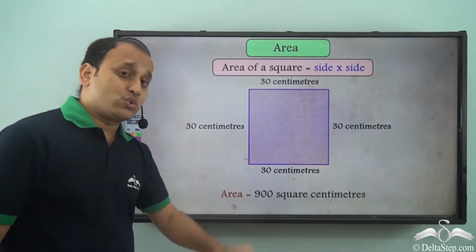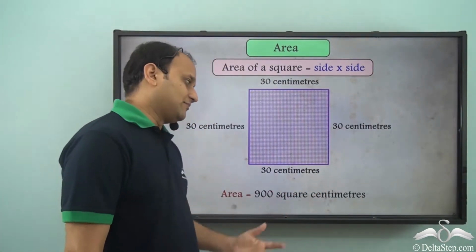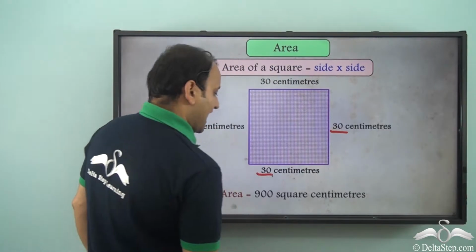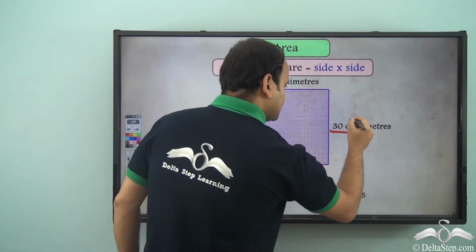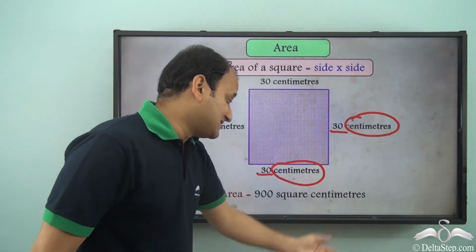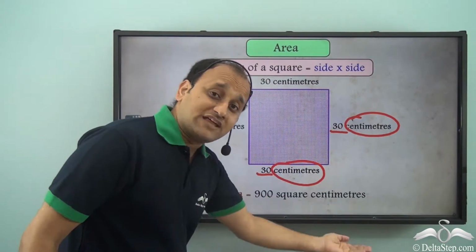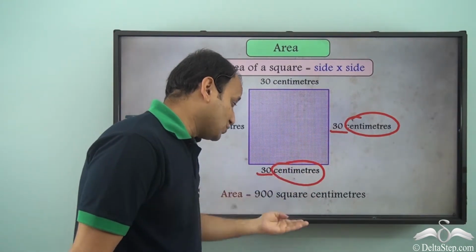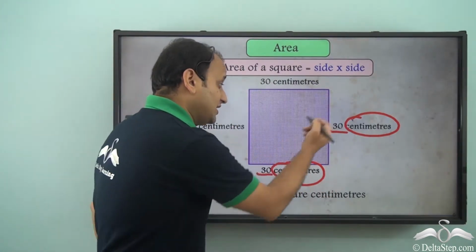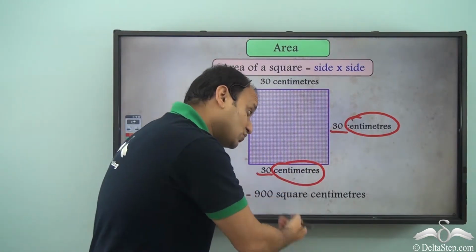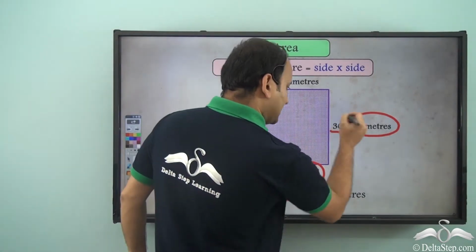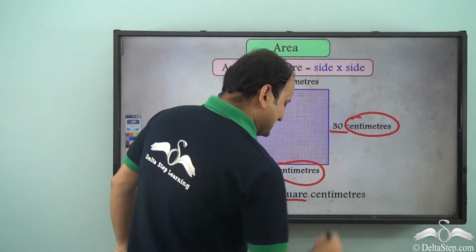I have written square centimeters. Why is it so? Well, whenever you multiply two values having the same unit, then you do not write the unit as it is. You write it as square of that unit, or in this case we have square centimeters. If it was meters, then we would have written 30 into 30, 900 square meters. So square here simply means that two values have been multiplied whose unit was the same.